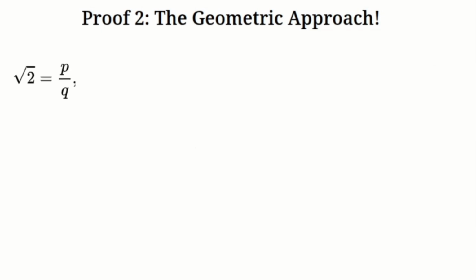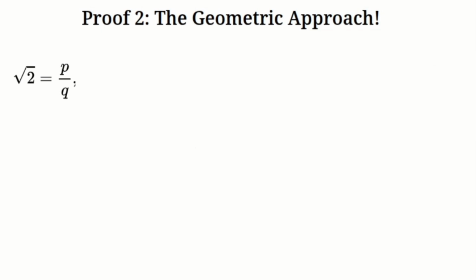Proof 2, the geometric approach. This proof takes a completely different path, one that blends algebra with geometry to uncover something unexpected about the square root of 2. We start with the same assumption. Suppose the square root of 2 is a rational number. That means we can write it as a fraction.